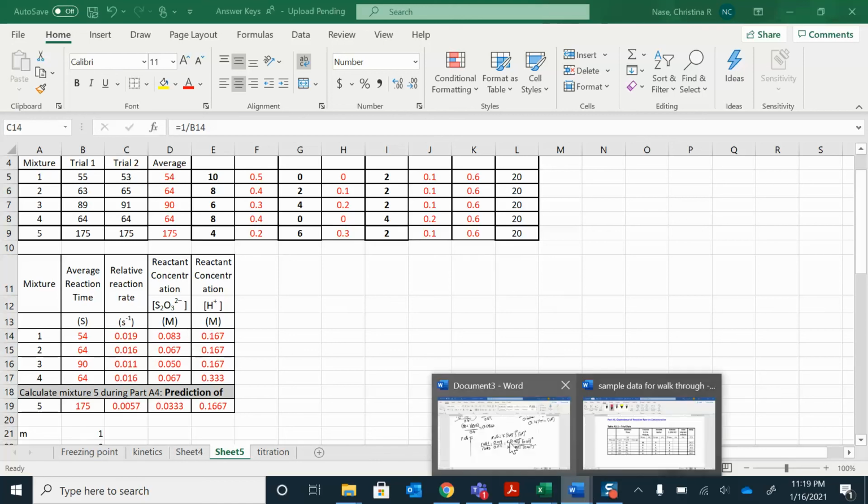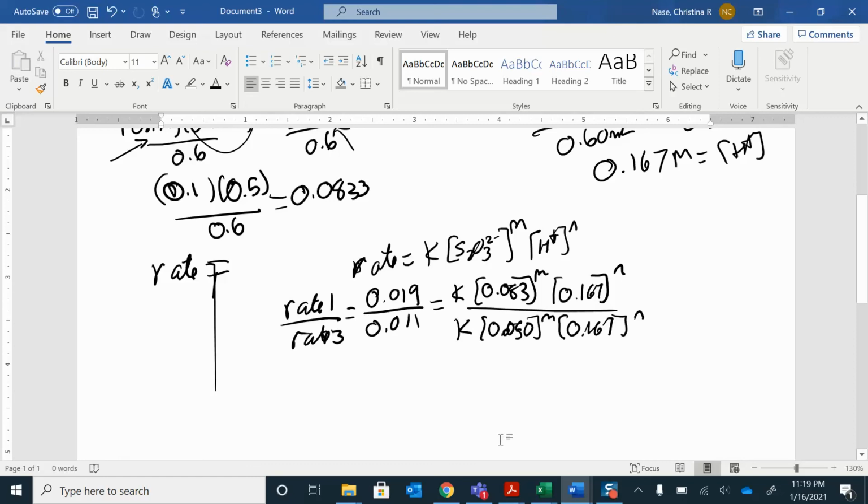All right, so how does that help us? What kind of things cancel here? So 0.019 divided by 0.011 is going to give me 1.7. My k's are going to cancel. 0.167 to the n, 0.167 to the n, those just cancel. And then I end up with 0.083 divided by 0.05, which is 1.66. And then I'm going to raise all of that to the mth power.